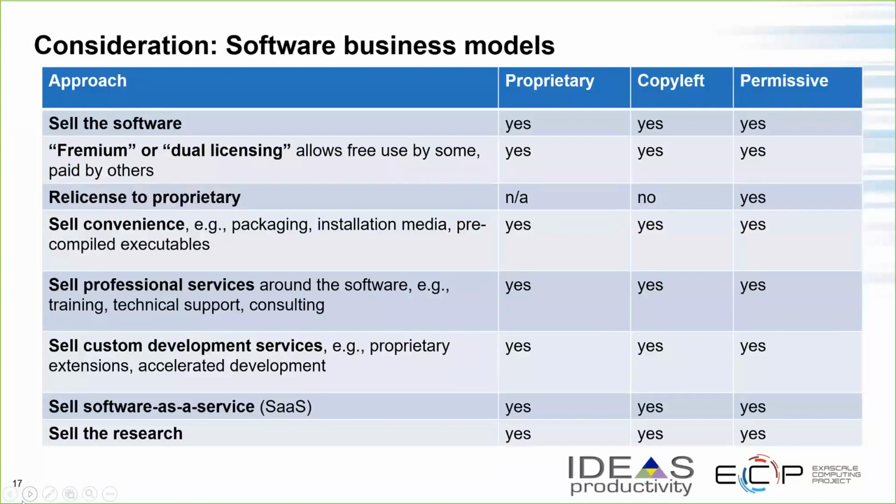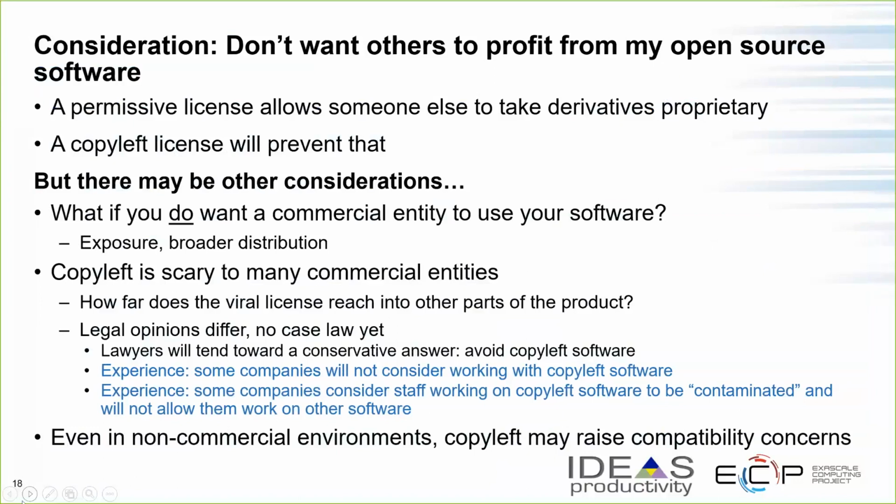Okay, and of course, in our community, one of the things that happens a lot is we sell the research that's related to the software. So the software might be a product of the research, and really what we're selling is the research. Right, so those are a lot of important possibilities.